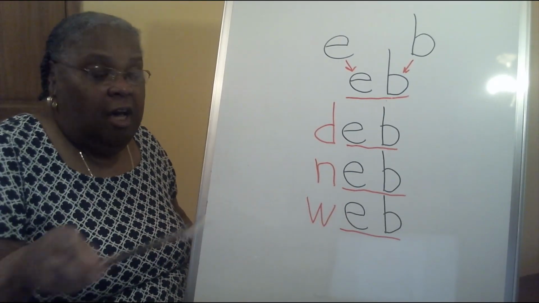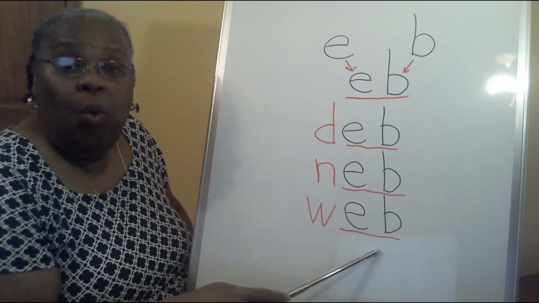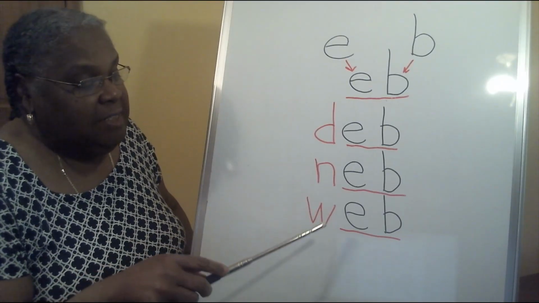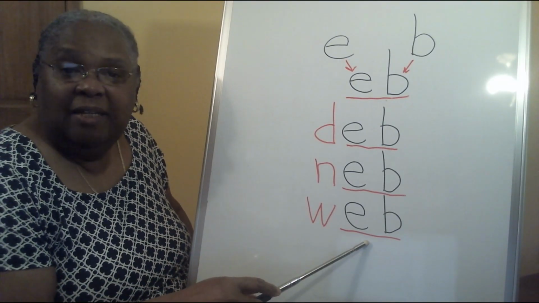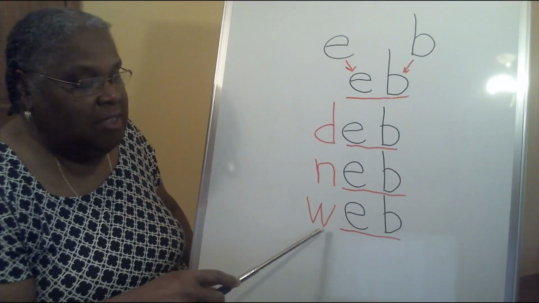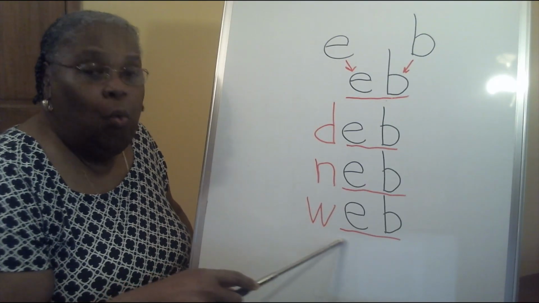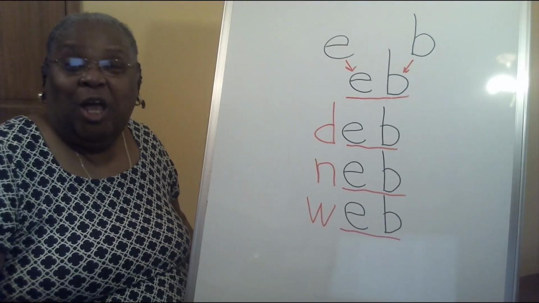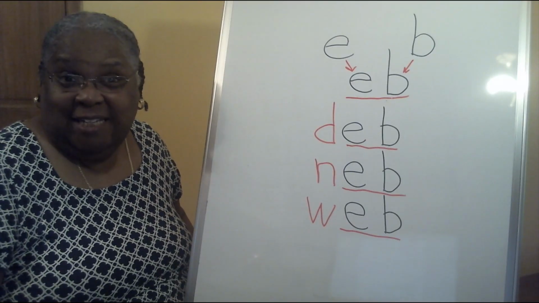When we put the letter W at the beginning of the blend, ebb, we form the word web. Let us sound out the word together. Say the W sound. W. Say the sound of the blend. Ebb. Now say the W sound and the sound of the blend together smoothly. Web. Great job.